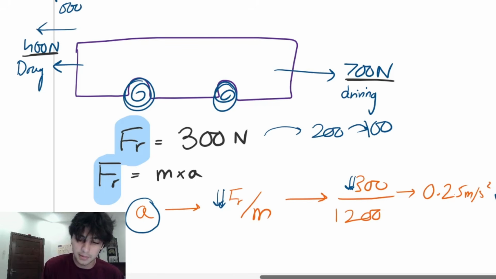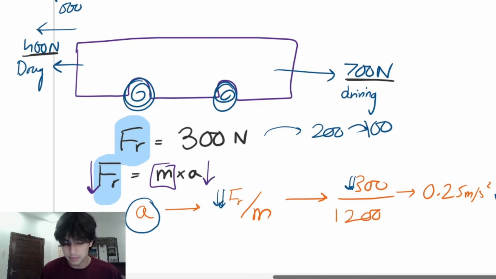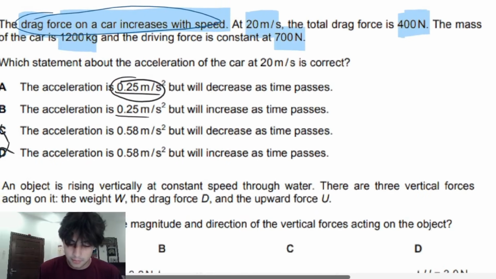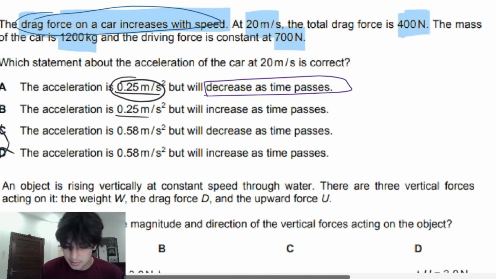You can also think of it like this. If you look at this relationship, mass वैसी constant है. If the resultant force is decreasing, acceleration is decreasing. जब acceleration decrease होती है, what do we call that? We call that option A. It will decrease as time passes.